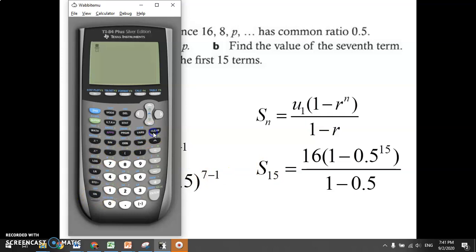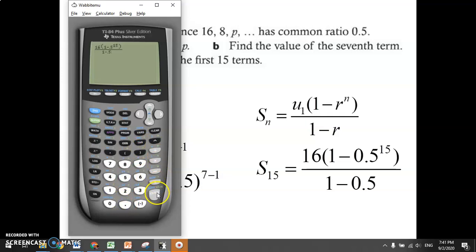You will create a fraction by punching alpha, y equals, and then number 1 there. Okay, so enter. On top we have 16 parenthesis 1 minus 0.5. To do a power, you're going to press this button, right? 0.5 raised to the power 15. Then I'm going to use the arrow to get out of that exponent. Arrow over once there. Close that parenthesis. Go to the bottom. And 1 minus 0.5.